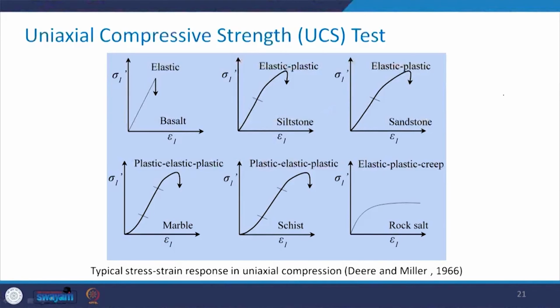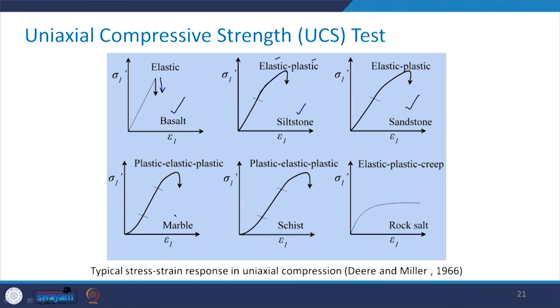Some of the typical stress strain response in uniaxial compression. So you see that for different types of rocks, I have shown some figures. For basalt, it is elastic behavior. So you see till peak it is going along a linear path and then suddenly it breaks. Now in case of the siltstone, the behavior is elastic plastic. That means in the beginning it is elastic and then here it becomes plastic. In case of sandstone, again it is elastic plastic.